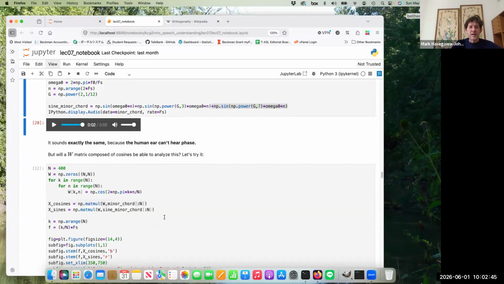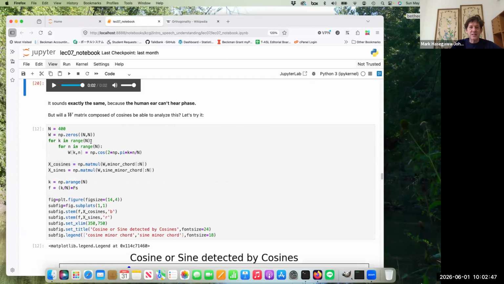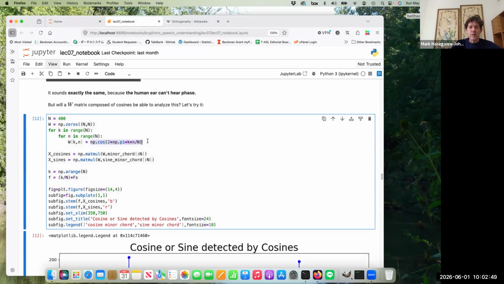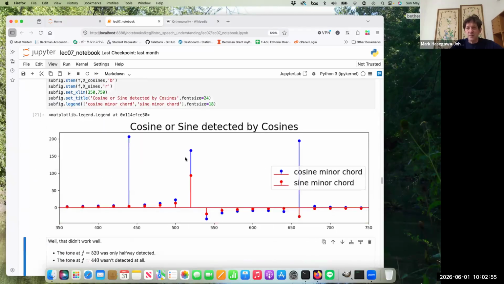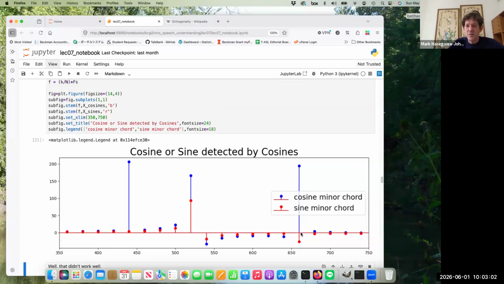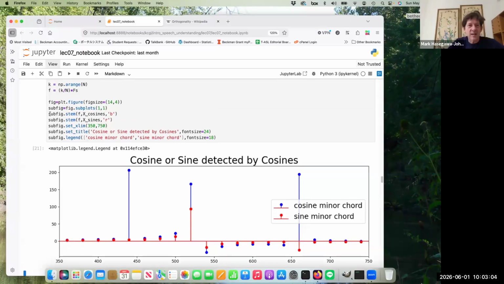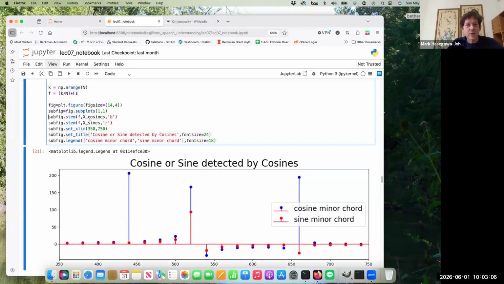But if we try to do the analysis using cosines, we won't be able to hear it. I mean, the computer won't be able to tell the difference. Look, the blue dots here show the analysis of the cosine chord. The red dots show the analysis of the sine chord. Let me block out the cosine part so that you can see what the sine looks like.